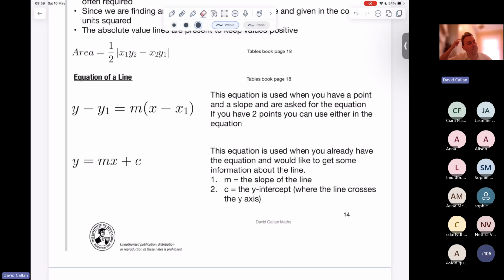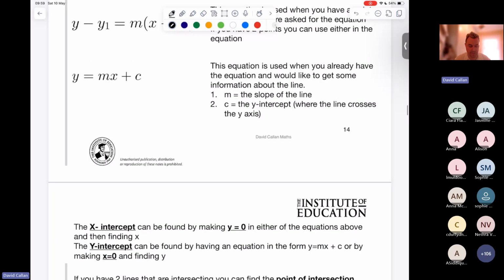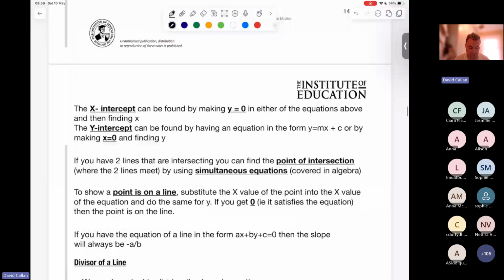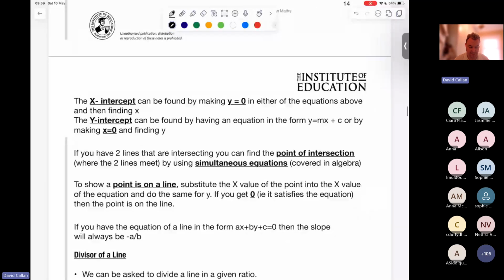But if there's time, I'll do some translation work as well. Just a little bit. It depends on the questions. I'm happy either way. There's just some notes on how to get the x-intercept, the y-intercept, that kind of thing.